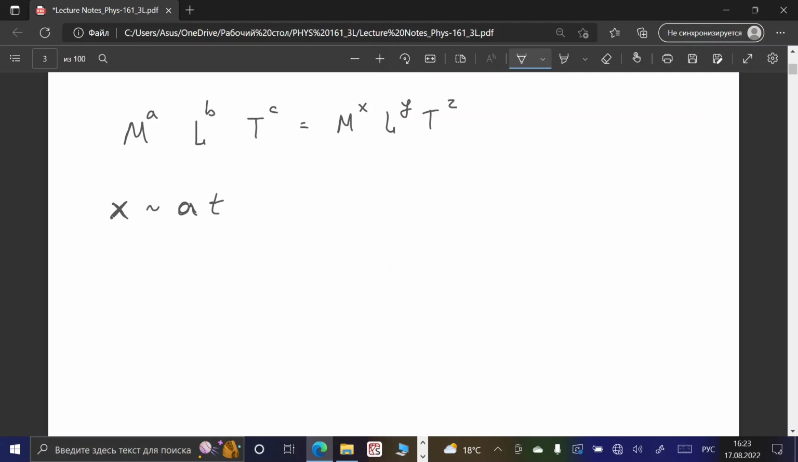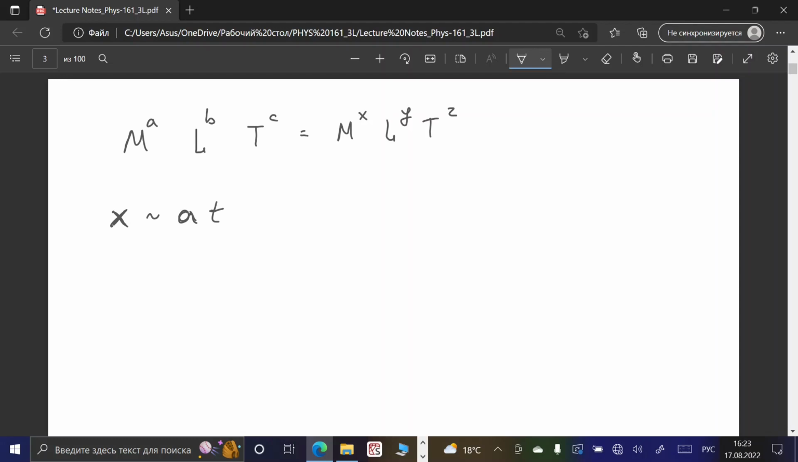So here we can write, let's say, n and m. We don't know this power n and power m. So let us consider what is the dimension for the left side of the equation. Here is x, its position, and the dimension will be capital L. So what will be the dimension for the right side?